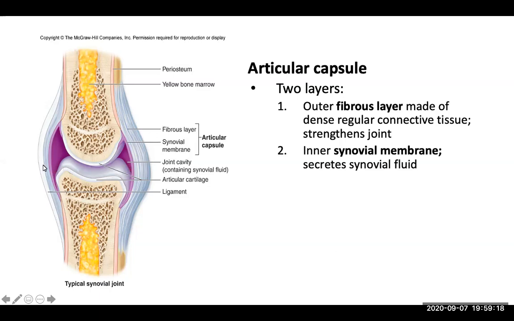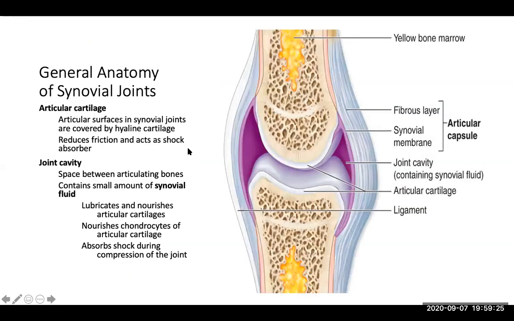So here's a look at the synovial joint. More anatomy of it, the joint cavity is the space between articulating bones. It will contain the synovial fluid. It will help lubricate and nourish the cartilage and nourish the chondrocytes of the articular cartilage and help to absorb shock during compression of the joint. The articular cartilage itself that covers the ends of these joints just helps to reduce friction and act as a shock absorber.